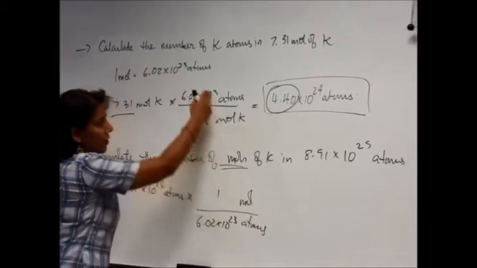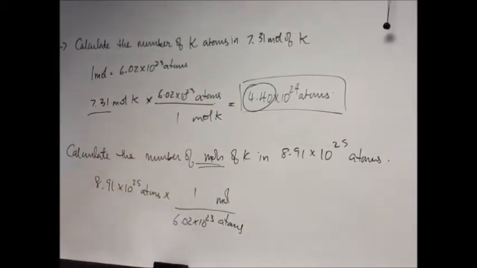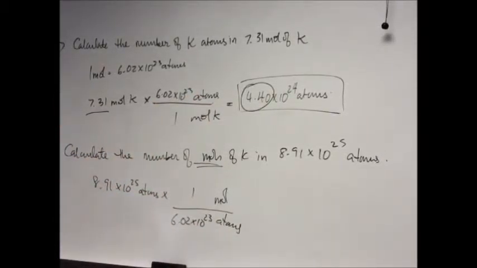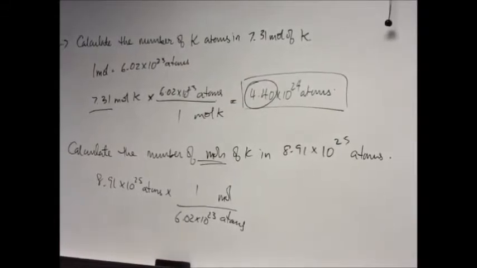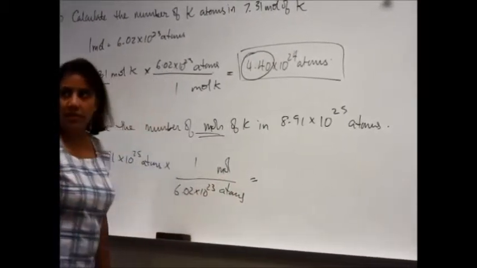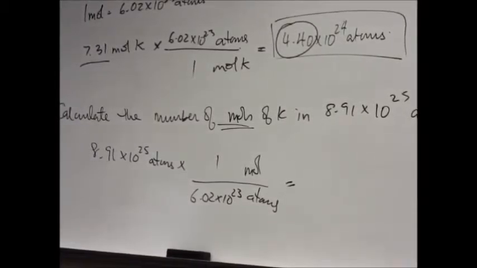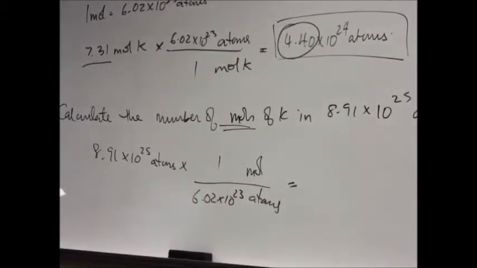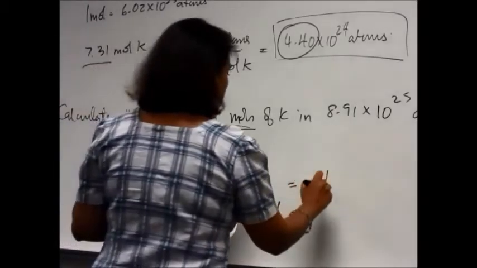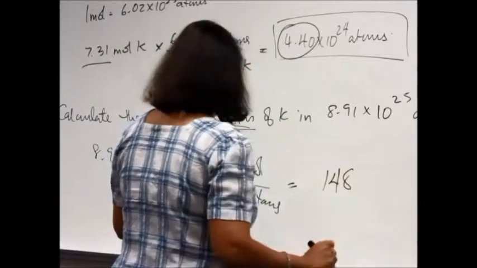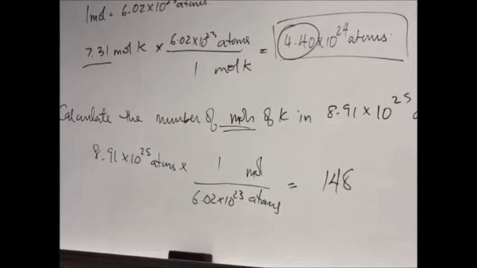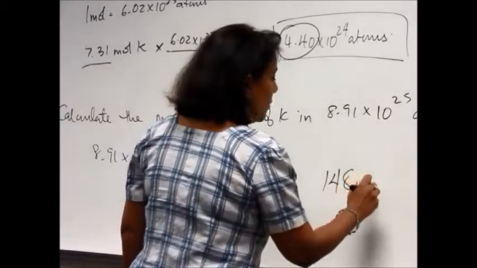That's what I was telling you, that you can just reverse them in order to figure out what you need to have for your answer. In this case, I'm just going to have somebody else give me the answer. Yes, 148. Okay, we'll leave it at 148 because of 3 sig figs. So 148 moles.